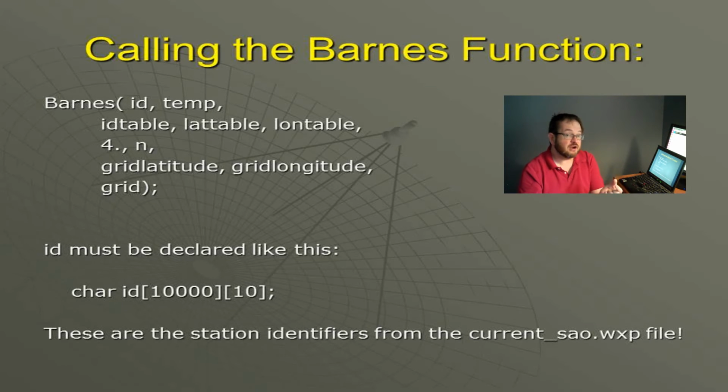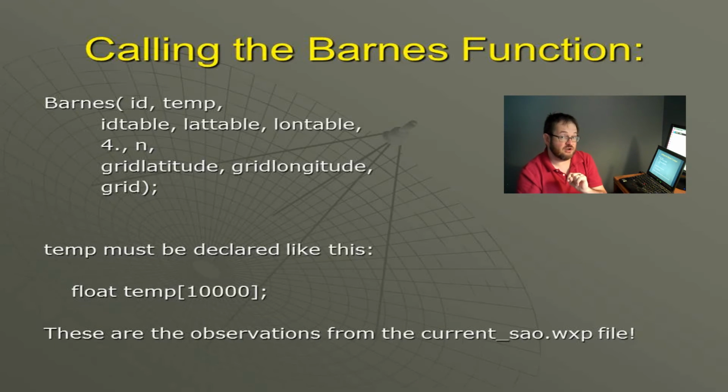So you need to have declared a set of 10,000 strings like this. It doesn't have to be called ID, but when you are reading through your current_SAOWXP file, store the station identifiers there. Use string copy to put the station identifier that you're reading into each value of this array. So you read the first station, let's say it's KOMA, put KOMA into ID 0. But then your next station, let's say it's Norfolk, KOFK, put that KOFK into the second value of ID. Fill that up, because when you pass it to the Barnes function, it's going to need that information. That's how it's going to know this is my station, and then more information coming.